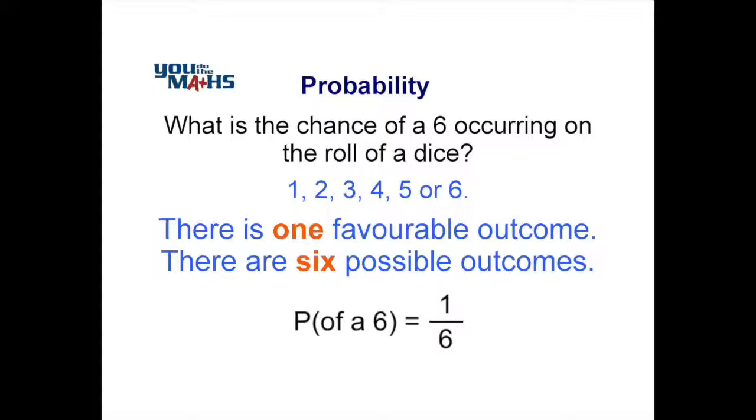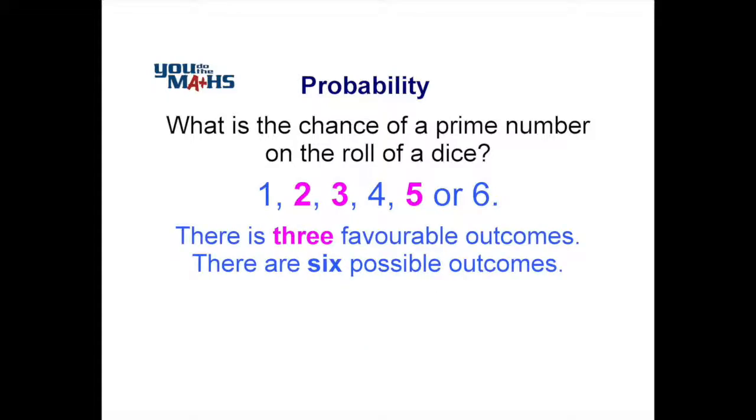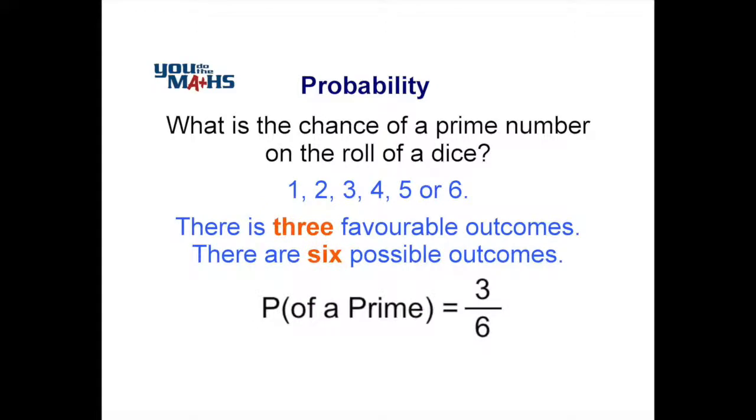Let's have a look at another case here where we're looking at the chance of a prime number occurring. So what we need to do is identify the numbers between 1 and 6 inclusive that are prime numbers. And we can see here that we've done that. That's 2, 3, and 5. So we say the number of favourable outcomes, in other words what we're looking for, is 3. That's out of a total of 6 possible outcomes. So our probability is 3 out of 6.